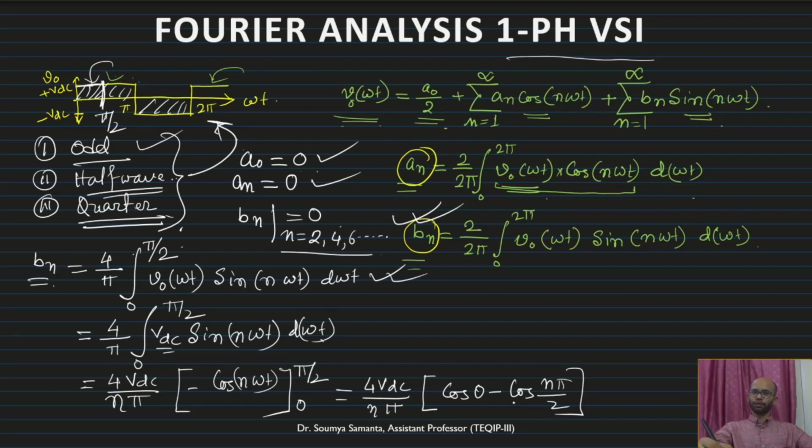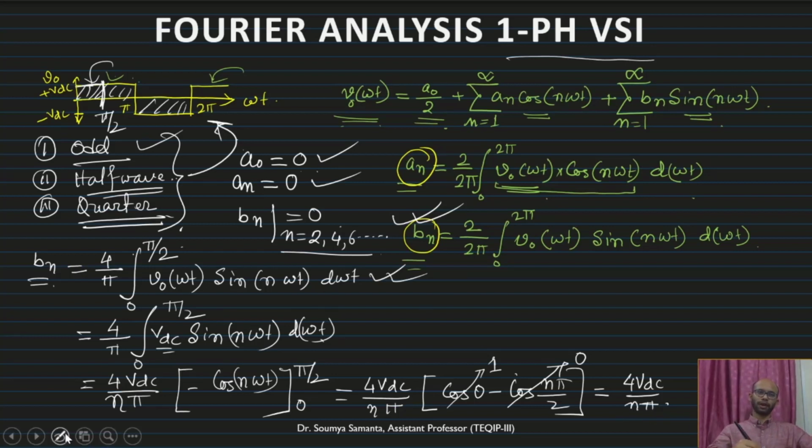So what will we get? This is 0 and this one will be 1. So what we can get is 4 VDC by n pi. Now what will be the final expression for this V naught t? Let me change the color, it will be clear for you.